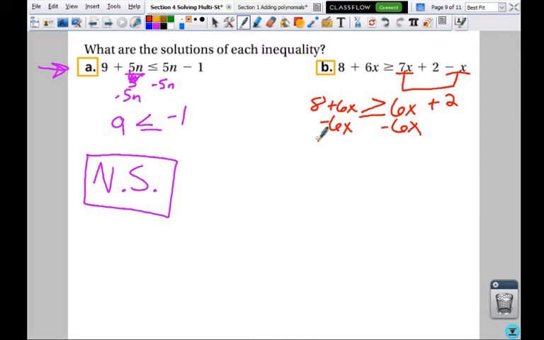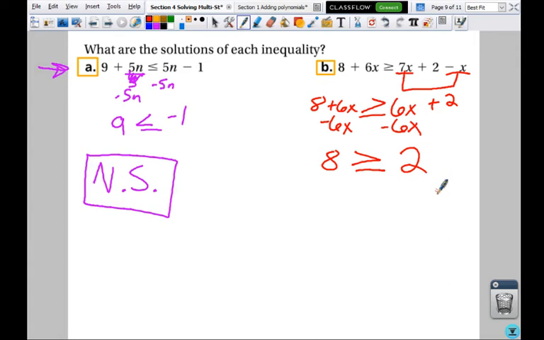When I minus 6x on both sides, they are going to turn into zeros, or they're going to go away. Because 6x minus 6x is 0, so I just have an 8. I have greater than or equal to, 6x minus 6x goes away again, and I've got the number 2 still. I have 8 is greater than or equal to 2. Is that true? Or is it false? What do you think, Susan? It is true. 8 is greater than 2.